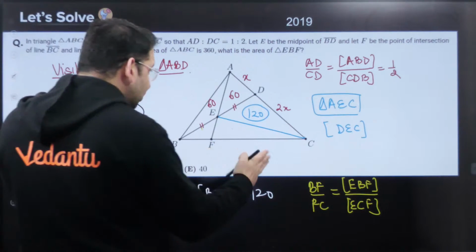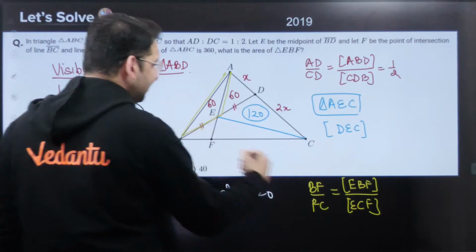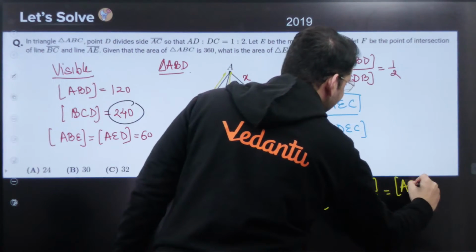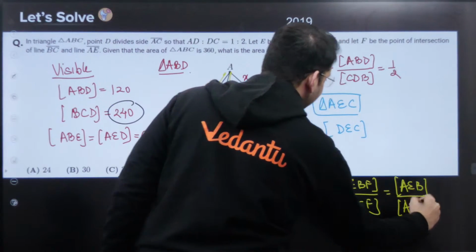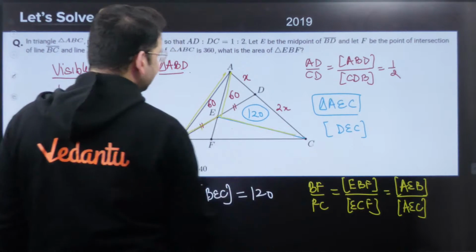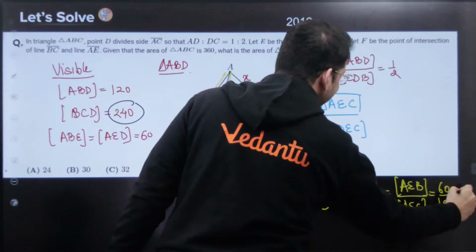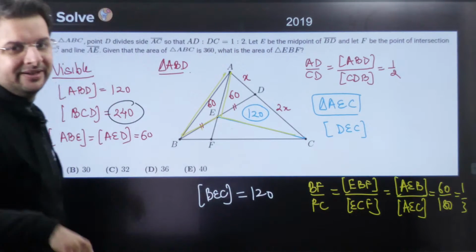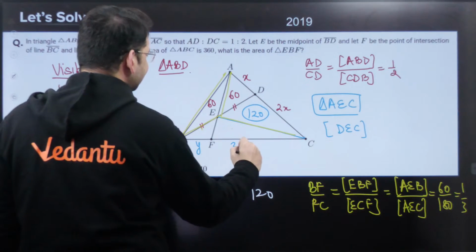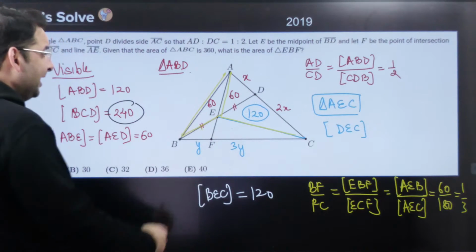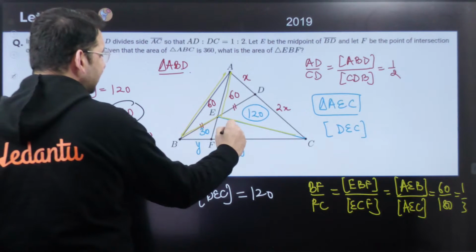But can I say this is also this upon the other side? That is AEB upon AEC, isn't it? AEB is 60 and this is 180. So this is 1:3. So if this is y, this is 3y, and the total area is 120. So this gets 30 and this gets 90, in the same ratio.